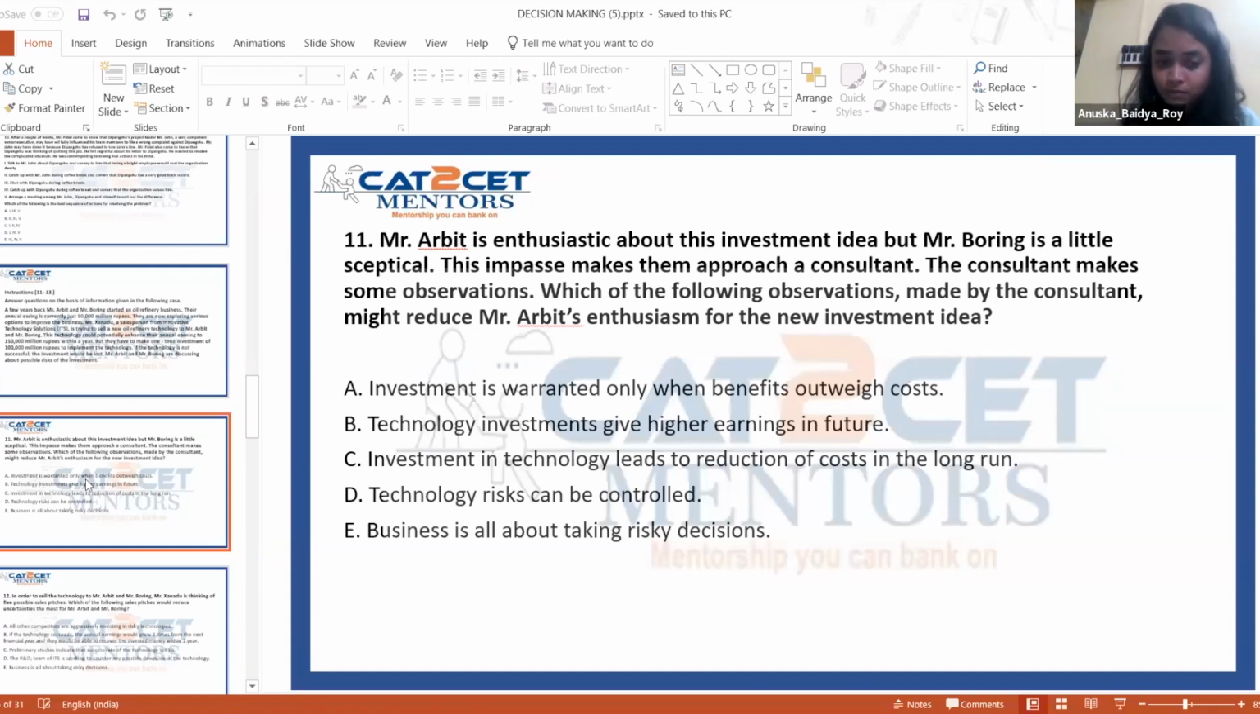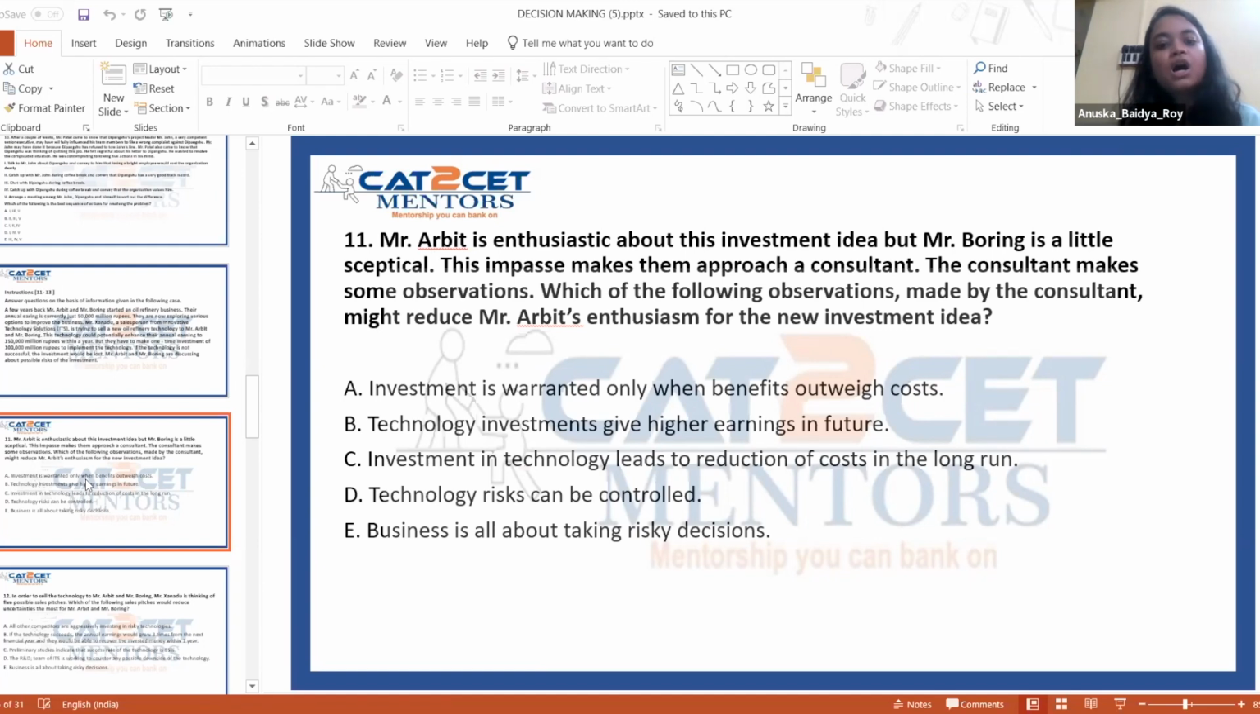Okay. C, investment in technology leads to reduction of costs in the long run. Again, if investment in technology is going to reduce my costs in the long run, I will invest in it. It's fair for me to invest. So C again supports A, is not negating A. D, technology risks can be controlled. Again, it is supporting A, right? I can control technology risks. So that's a good thing for me. I should invest in technology then, because I can control the risks. So what do I have to fear?